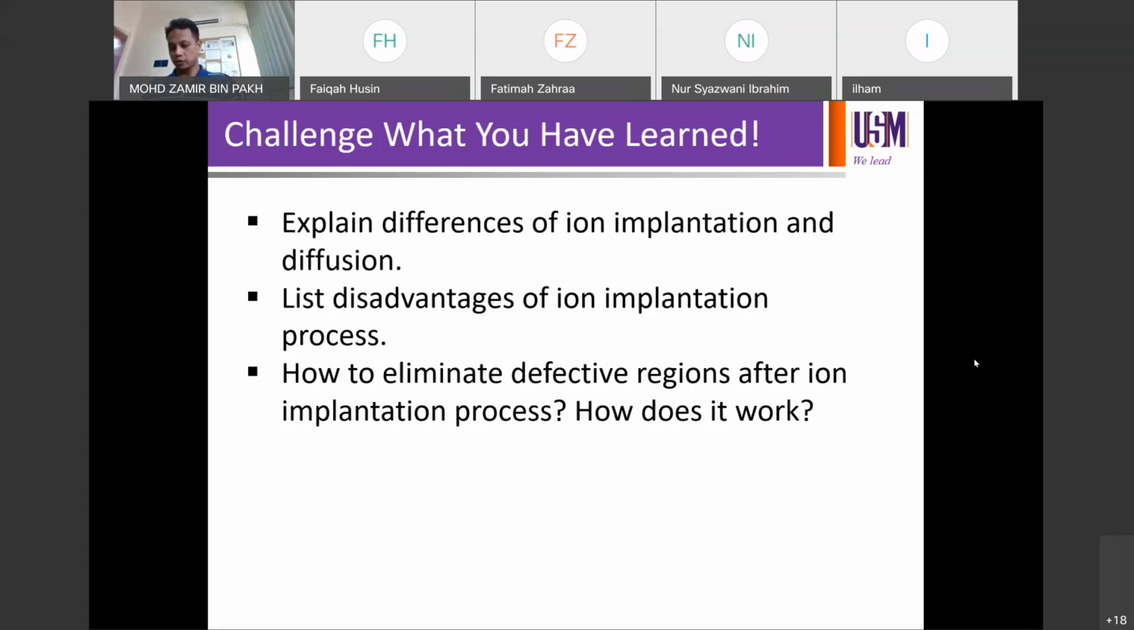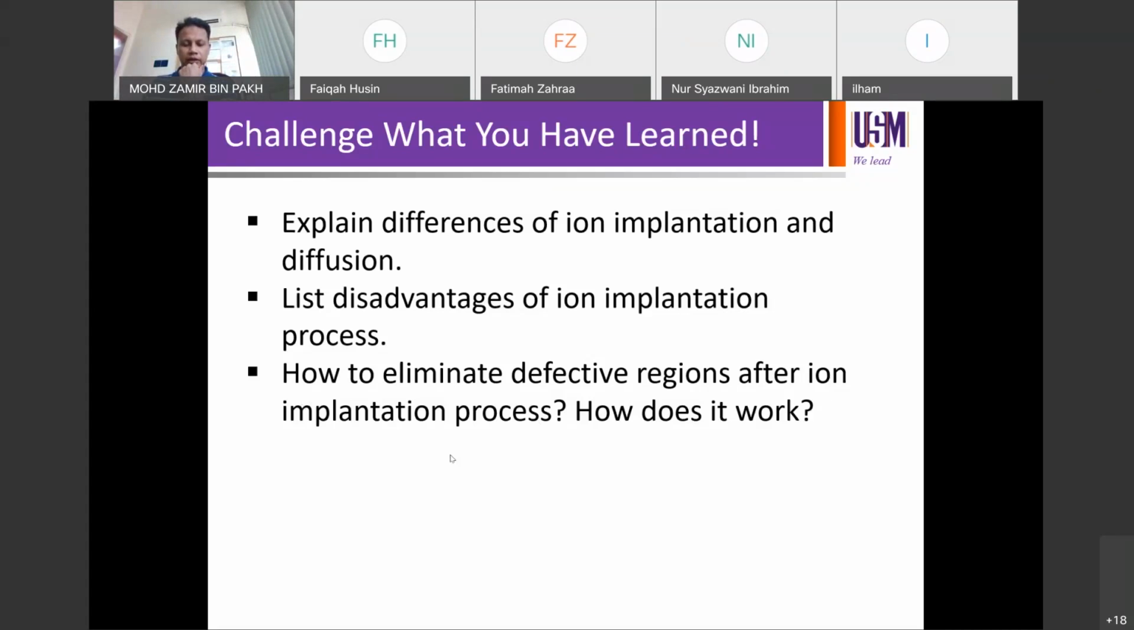Maybe another one or two. Apa lagi yang kita baru belajar tadi? How about the damage? Right, you can also mention in terms of damage, yeah. So the disadvantages of ion implantation, some have been listed already, right? So how to eliminate defective regions, clear.